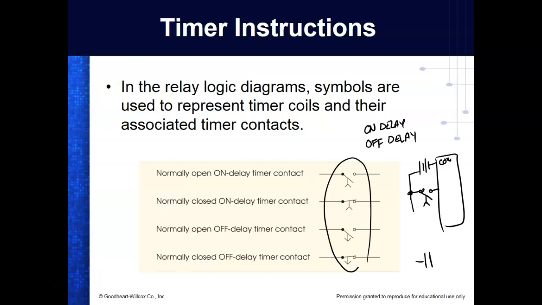The arrows. Okay, if they point up, if they point toward the contact, it's a what? On. If it points away, it's a what? Off. So this would be a normally open on delay. This would be a normally closed on delay, normally open off delay, normally closed off delay. So that was on y'all's last final, right?